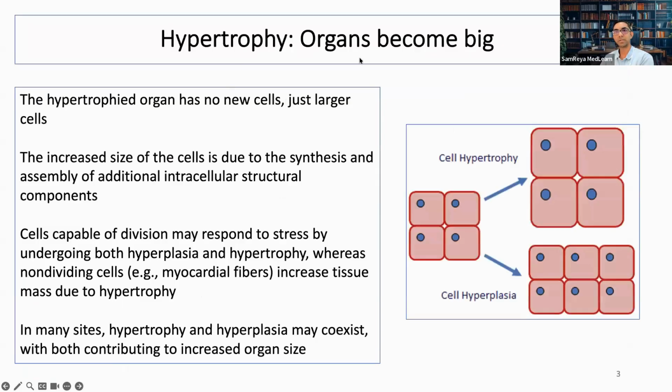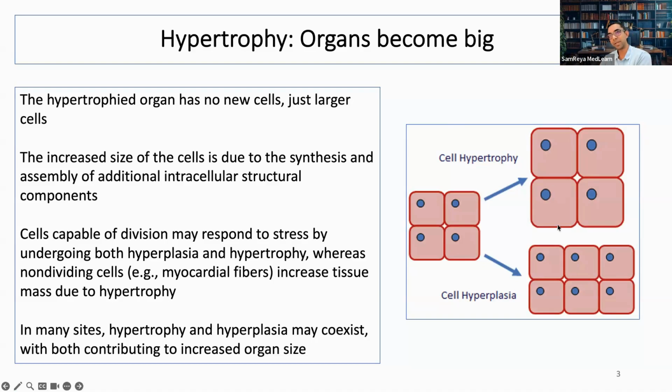So let's start with hypertrophy. Basically, with hypertrophy, organs become big. In very simple terminology, if we break it down, hyper means more, and it is an increase in size. So that is hypertrophy, an increase in size.